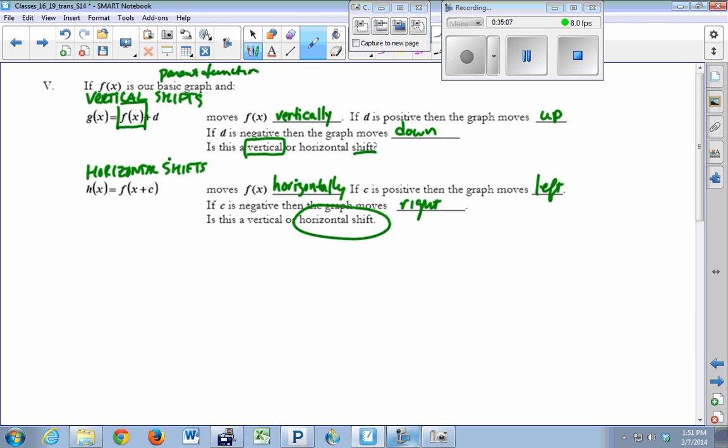Some people like separating them, but this is kind of a nice way to write it. It's a nice summary.